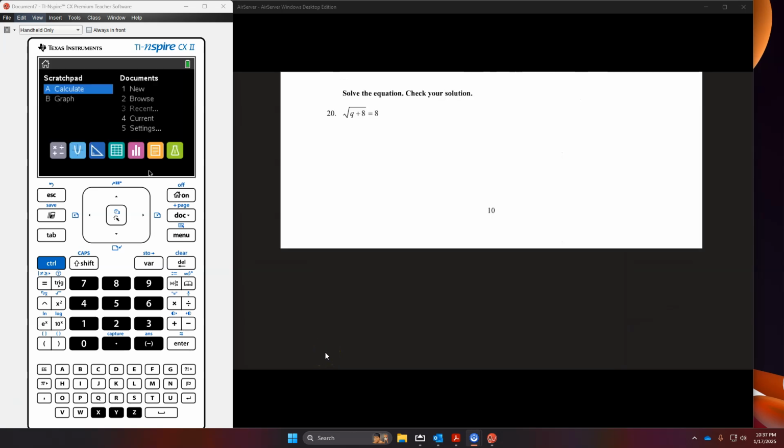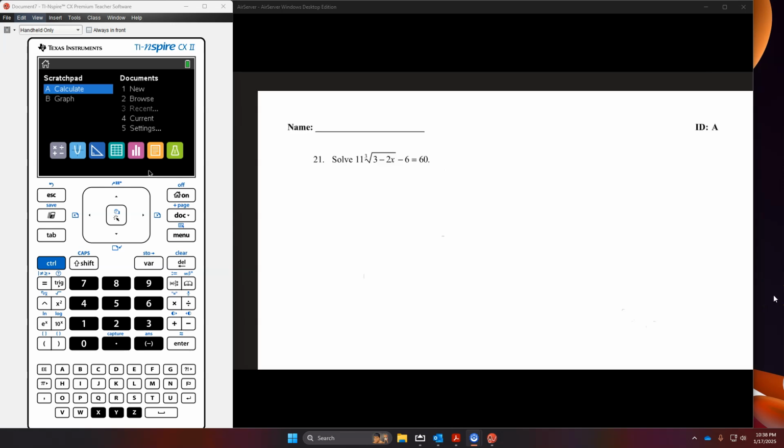Number 20, we have the square root of q plus 8 equals 8. Go ahead and square both sides. So you have q plus 8 equals 64. Subtract 8. So q equals 56.